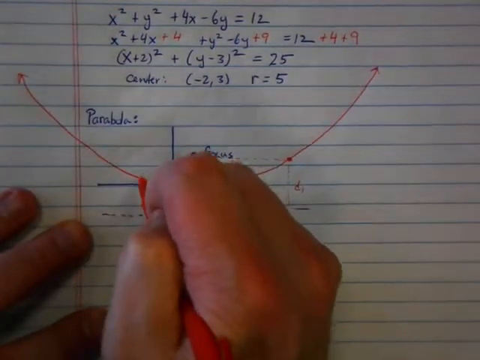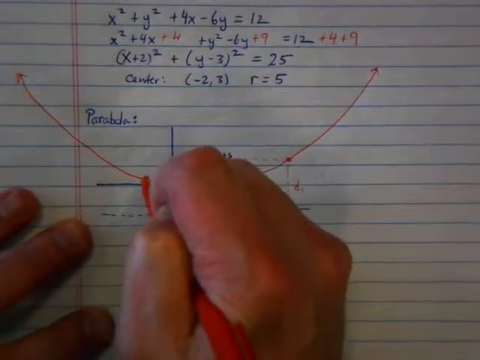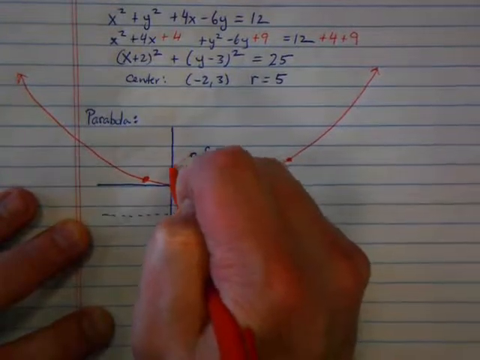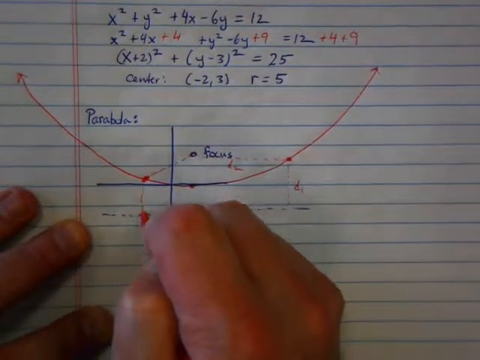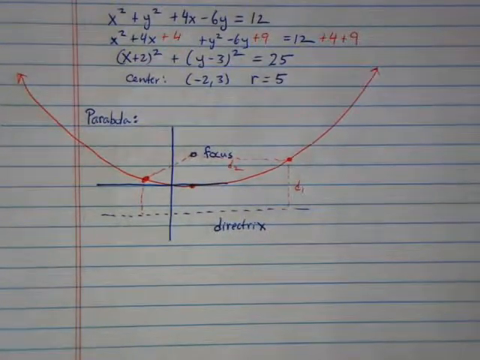And we might have another point, say here. Again, for this point to be on the parabola, that distance and that distance would have to be exactly the same. They don't look it in my picture. My picture's not drawn correctly, but that gives you the idea.